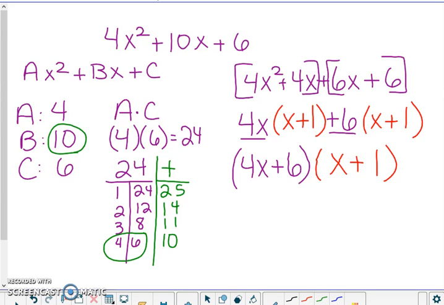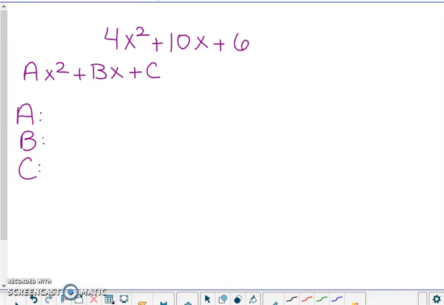However, most of the time we want to factor completely, and we can notice that our purple factor has a common factor. We can factor out 2. So our final answer is going to be 2 times 2x plus 3 times x plus 1. We could have factored the 2 out at the beginning. That would have made things a little bit easier to factor when we were in our first step. But this is a complete breakdown of how to factor by grouping.